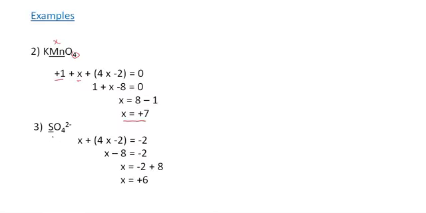The next example is the sulfate ion, SO4 2-. We let the oxidation number of sulfur be x. So x plus, we have 4 oxygen, so it's 4 by -2. This -2 is the oxidation number of oxygen. We put that equal to the overall charge of this ion, which is -2. So we have x plus 4 multiplied by -2 equals -2. If we solve for x, we get +6.